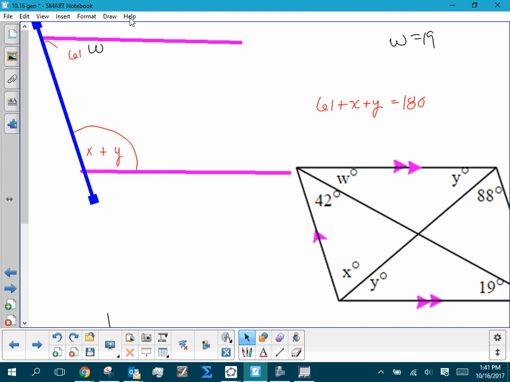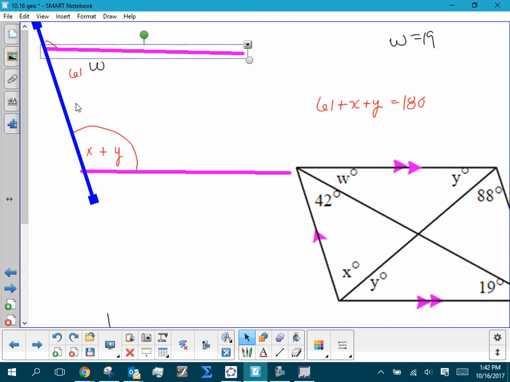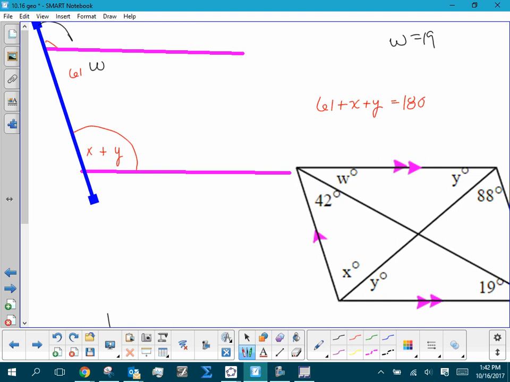So that's why we can set those equal to 180. And maybe another way of approaching this is to think that this red angle here is going to be the same as that angle up there, isn't it? Does that make sense? Because they're corresponding. So if I transfer that x plus y there, x plus y and 61, do they create a line now? They create that blue line. So you've got a linear pair there.